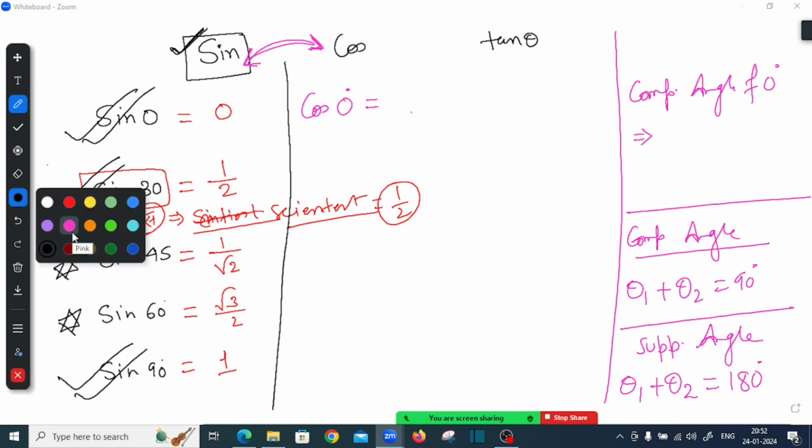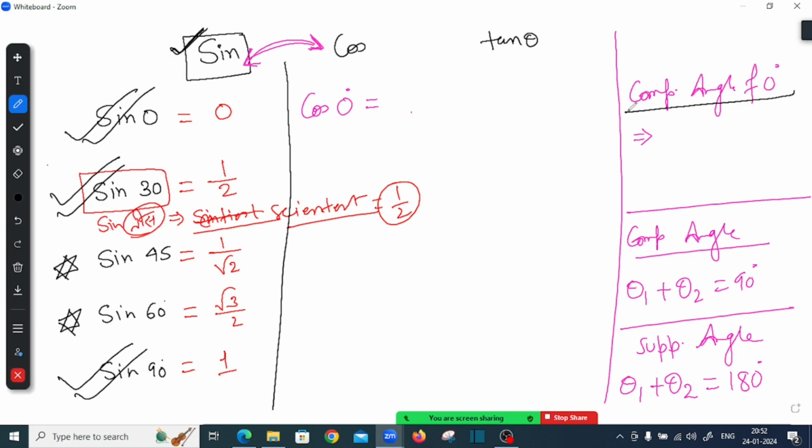So if I am asking the complementary angle of 0 degrees, it means what should be the other angle such that the summation of 0 and that angle should be 90. So it should be 90 degrees, isn't it? So if someone is asking cos 0, think about sine 90. I have to find cos, but I will think sine of the complementary angle. And I know sine 90 is 1. So it should be 1. Is it okay?